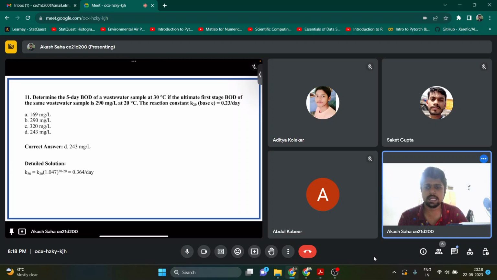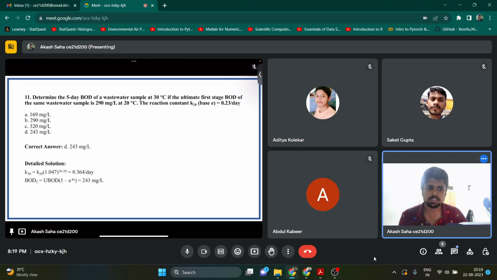For K30, we have to find the 30-degree rate constant. So it will be K20 into 1.047 to the power T minus 20, that is 30 minus 20. So it will be 0.364. This is my K. We know that BOD is equal to the ultimate BOD into 1 minus e to the power minus kT. If we input all the values, we will get 243 milligram per liter. I hope it is very easy and clear.